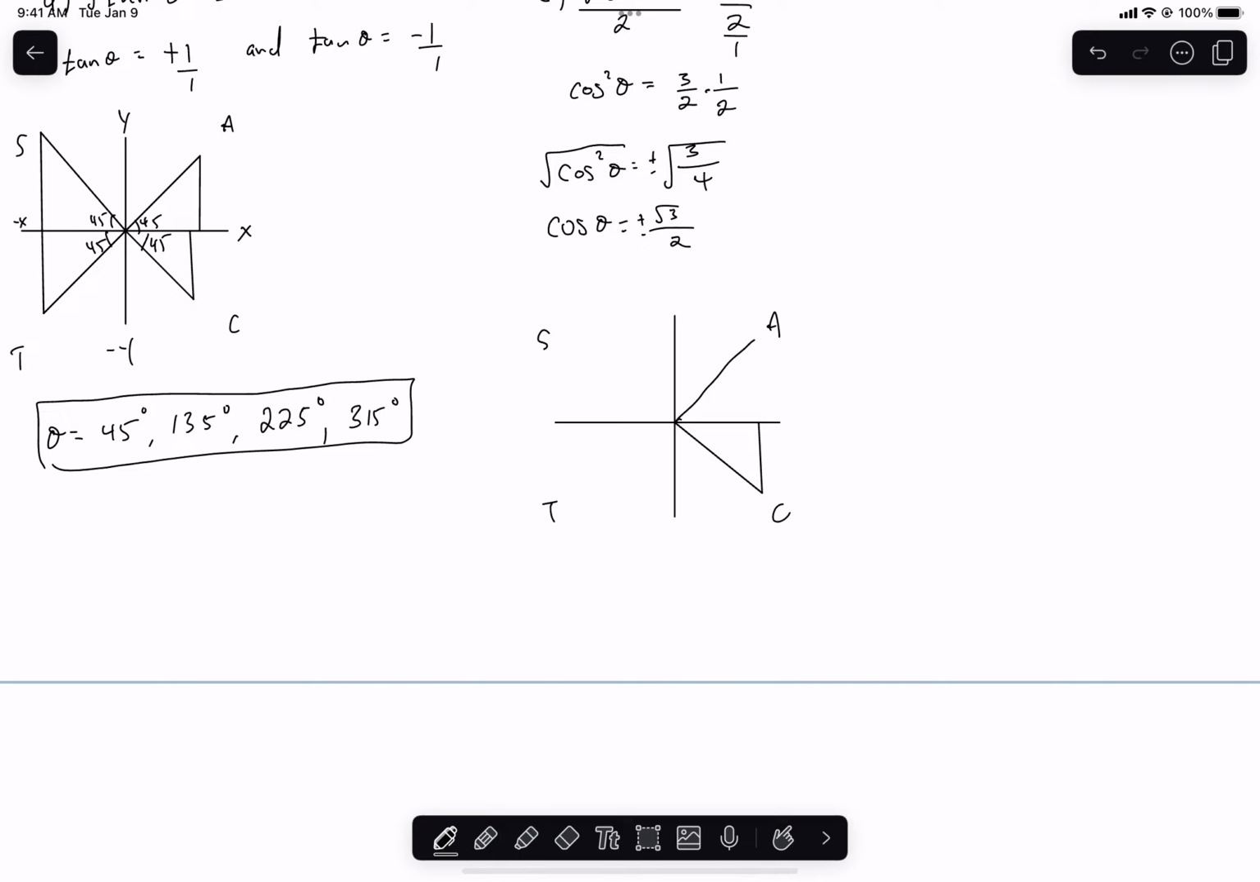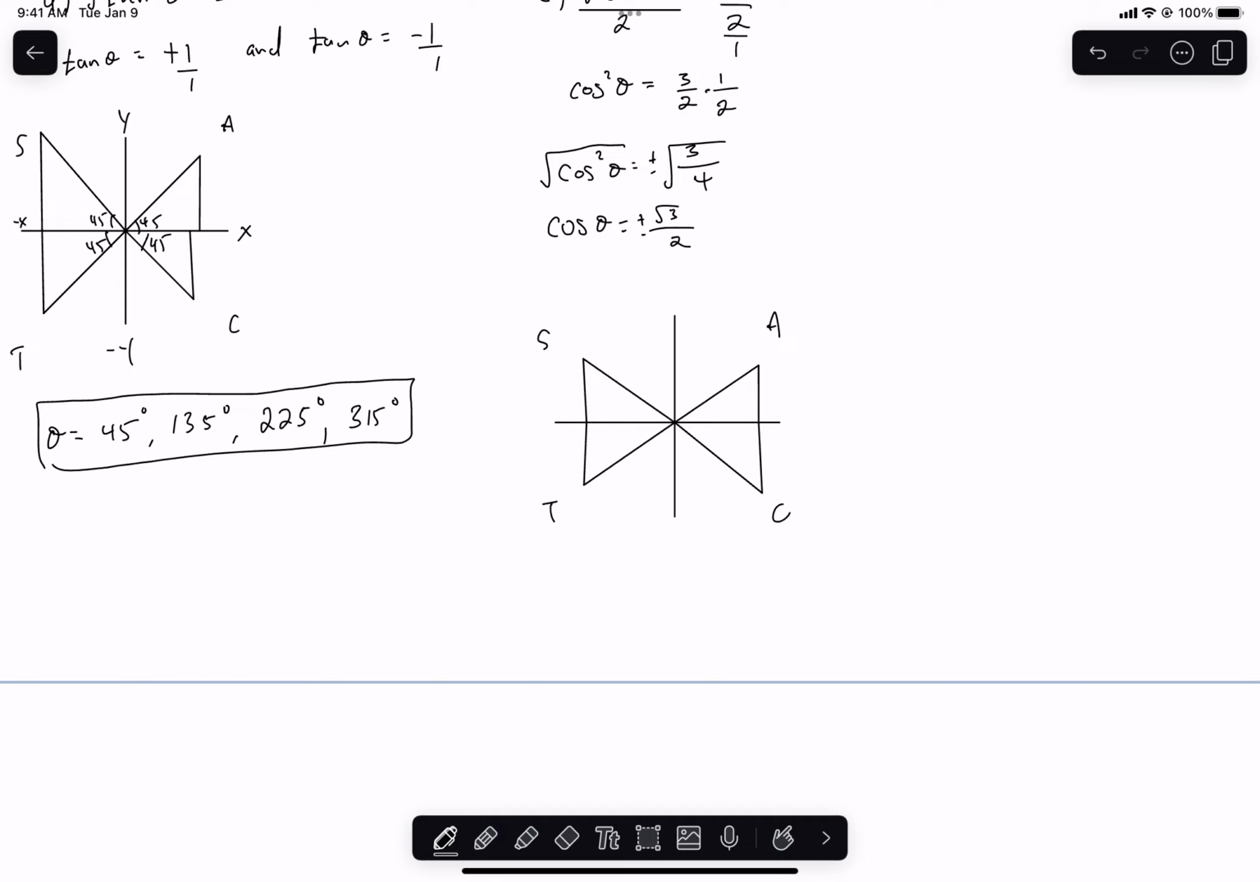And cosine is going to be positive here. Let me try and do that better. Okay, and then that's the positive ones. And I also need the negative ones too with this question because I've got the plus minus, right? So I'm going to come over here and down and here and up.